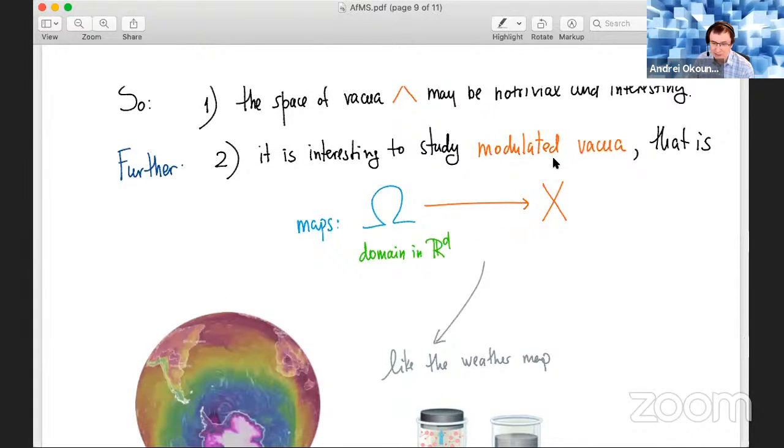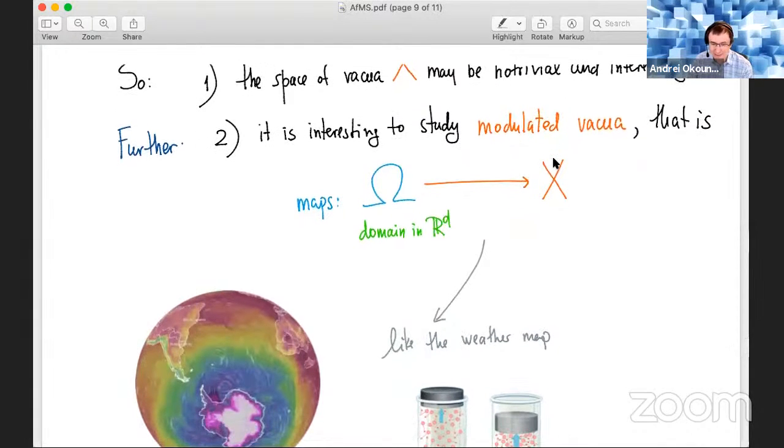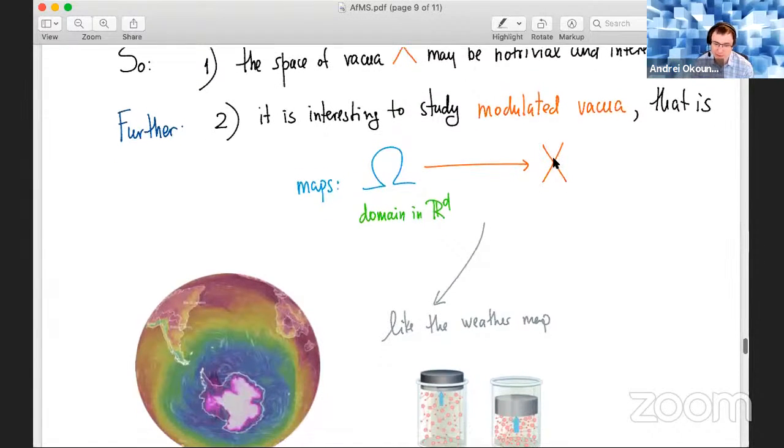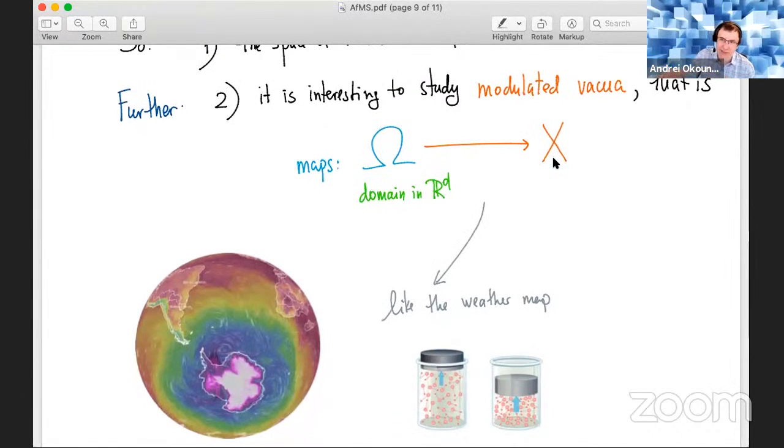So it's interesting to study not just a vacuum, but also to think about a map from your domain to the space of vacua. The way to think about it is as a modulated vacuum. And maybe I can explain it by analogy. My favorite analogy is the weather map.